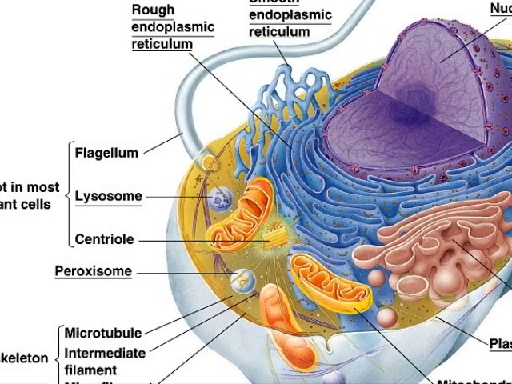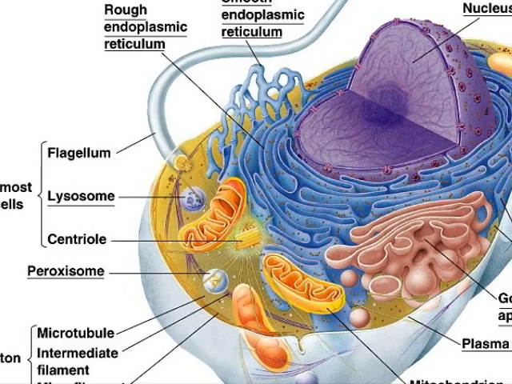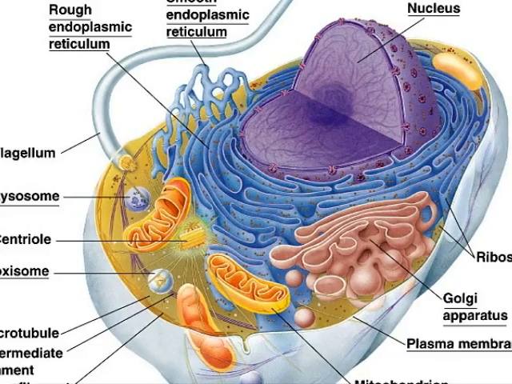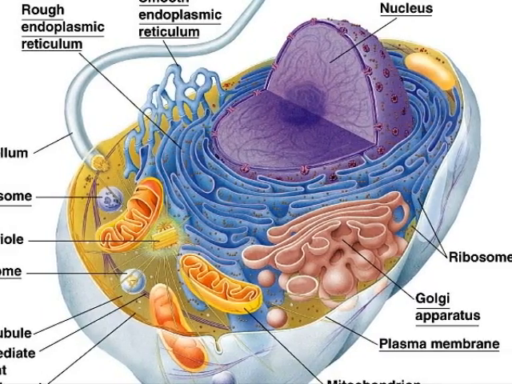Today you guys are going to take a tour through a plant cell and animal cell. An animal cell contains 16 organelles as well as a plant cell. We're going to visit the animal cell and plant cell organelles.